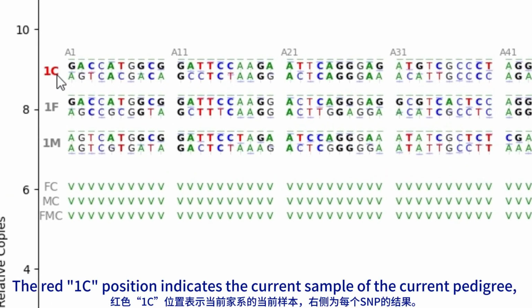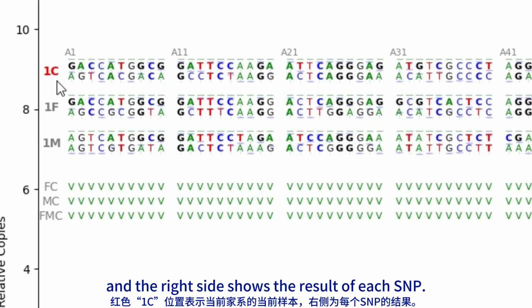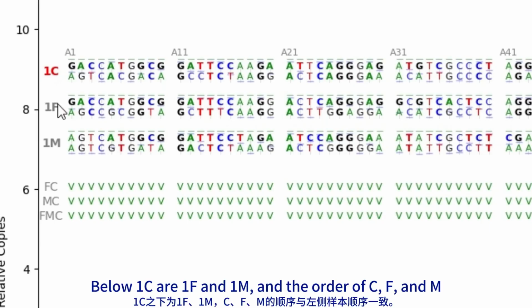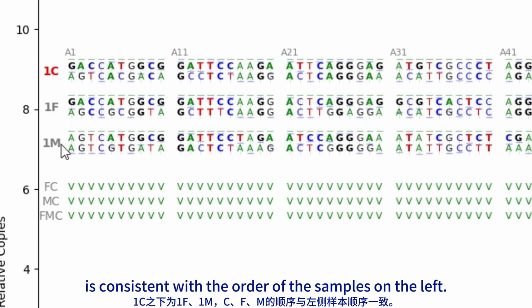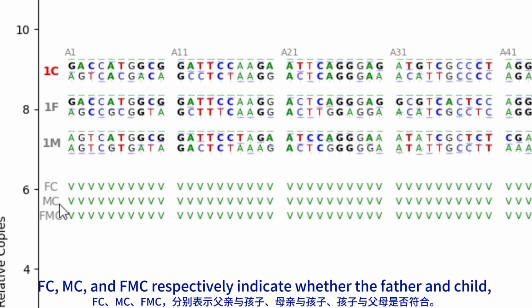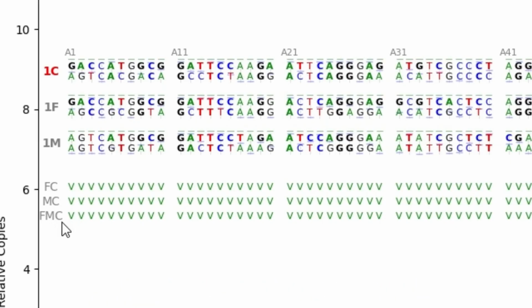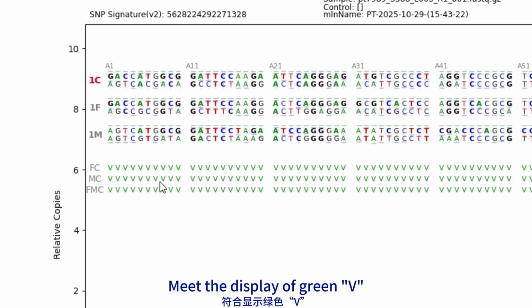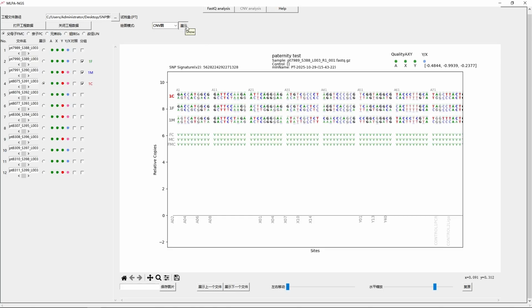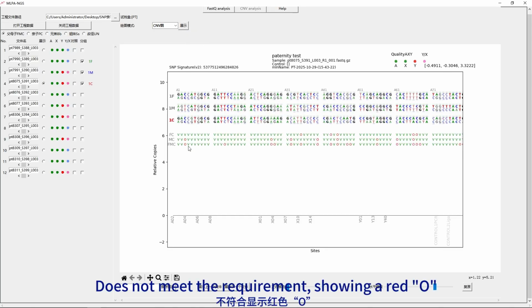The red 1C position indicates the current sample of the current pedigree, and the right side shows the result of each SNP. Below 1C are 1F and 1M, and the order of C, F, and M is consistent with the order of the samples on the left. FC, MC, and FMC respectively indicate whether the father and child, mother and child and parents are in line. Meet the display of green V. Does not meet the requirement, showing a red O.